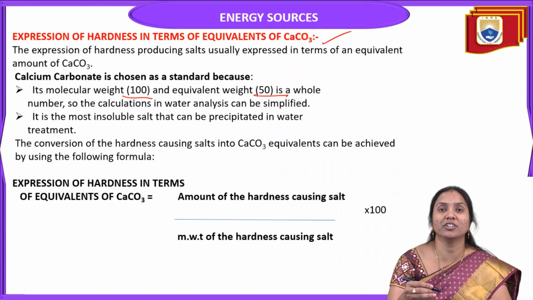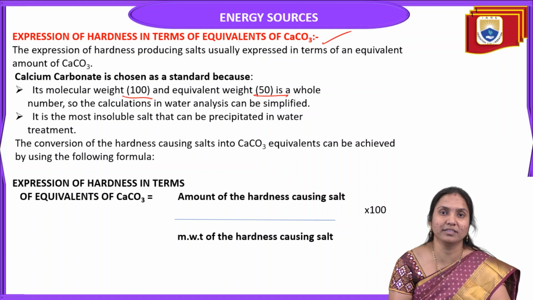That means calcium carbonate has molecular weight 100 and equivalent weight 50, and it is highly insoluble in water. So it makes calculation very easy. All the hardness causing salts present in that water, we can convert into CaCO3 equivalent, so it makes calculation very easy.